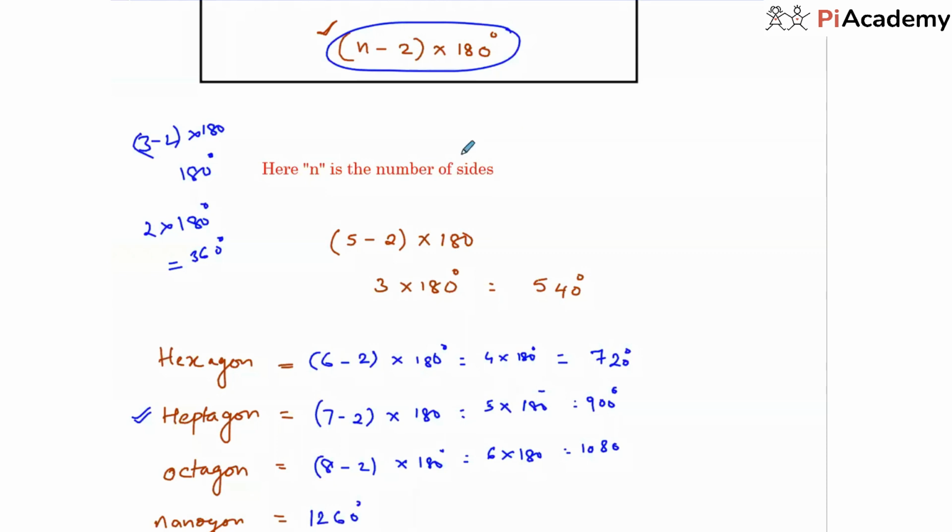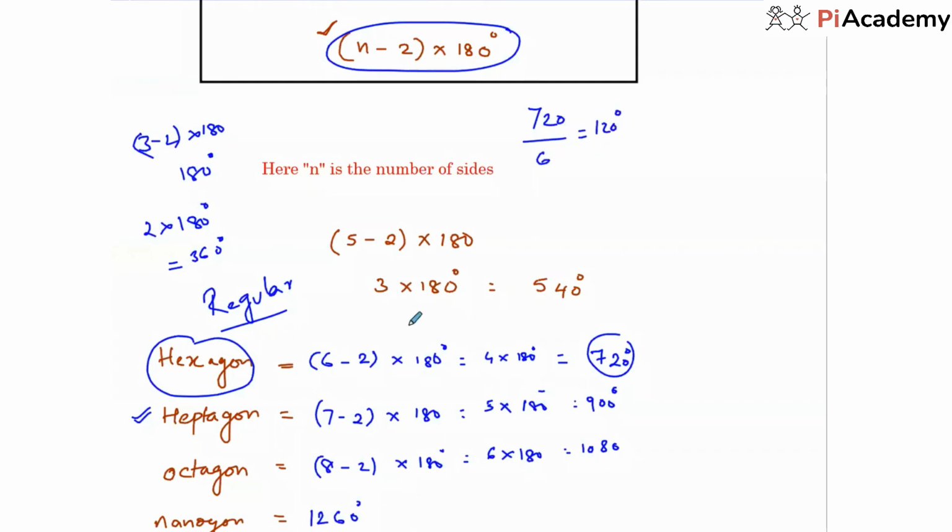If it is a regular polygon, for example a regular hexagon, you remember the word regular. If it is a regular hexagon, then you have all the sides equal. So, for example, you have 720 degrees. Divide that by 6 because there are 6 angles. 720 divided by 6 is 120. So each angle is 120 degrees. You understand?